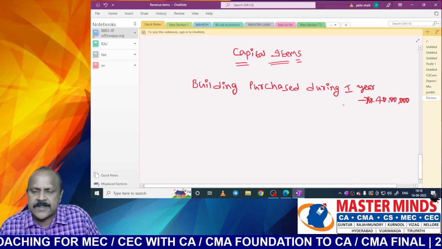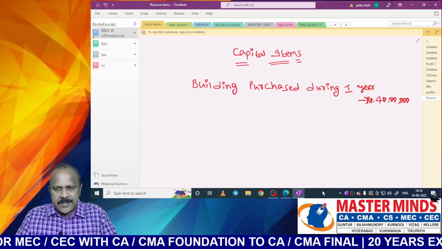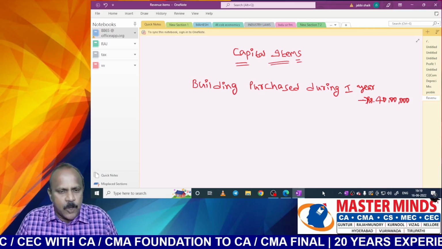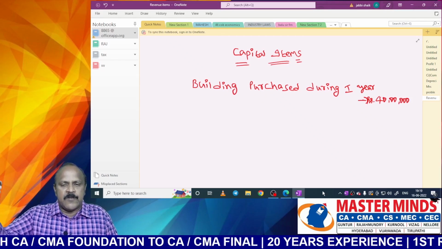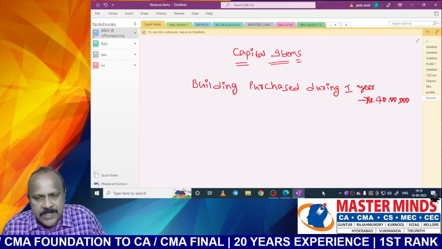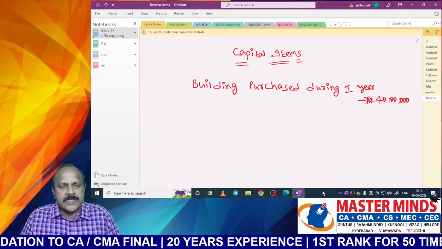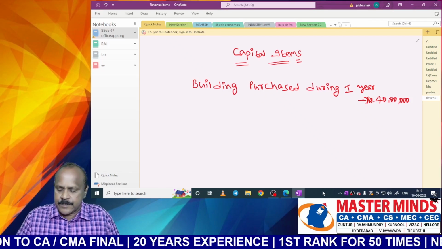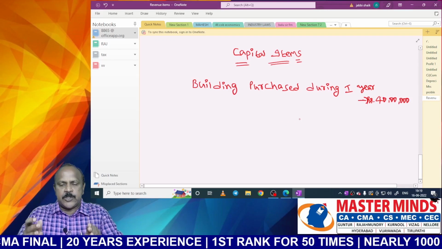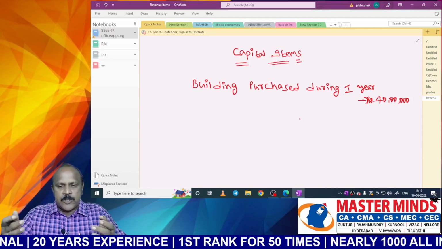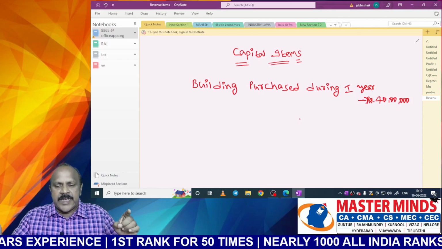My question is, do we call this building an asset only for the first year? No. It will be an asset even for the second year, even for the third year, to all the succeeding years, till it is sold out or till it collapses. Building purchased during first year is an asset not only for the first year but also to the next years.